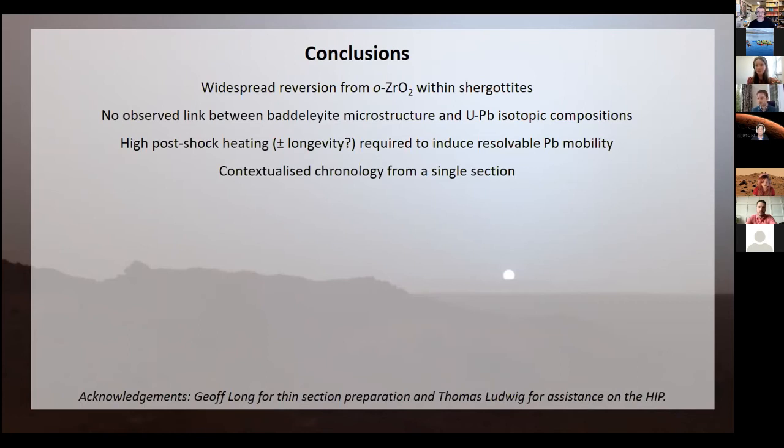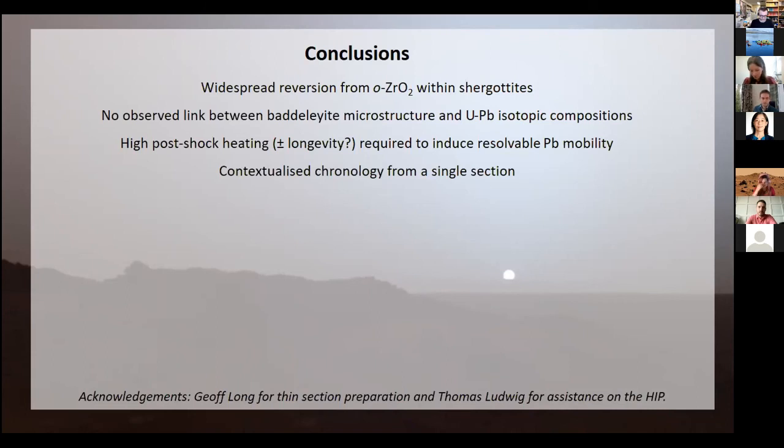So great. Is there anyone else that wants to chip in at this stage? I have a quick question. Please do. Yeah, so how often do you find Baddeleyite in Martian meteorites? Well, this is great. Thank you for the great talk. Thank you. I really enjoyed it.